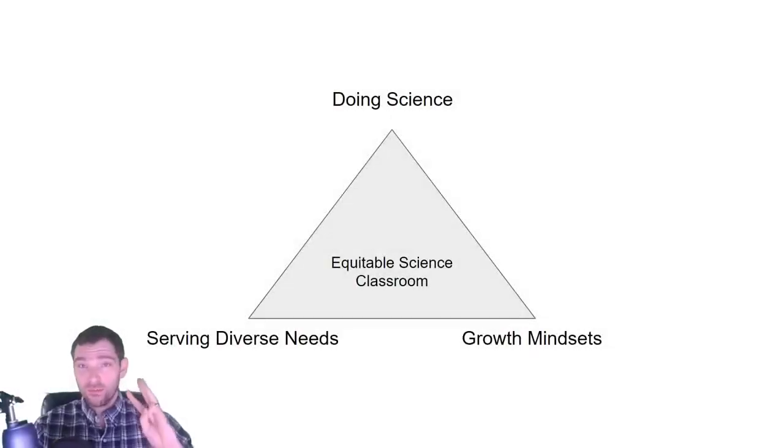An equitable classroom has three main components. First being that we have students actually doing science, not just memorizing facts. Second being that we have diverse cultures being served, not just represented. And also third, that we have growth mindsets so students can pursue their own goals later in life.